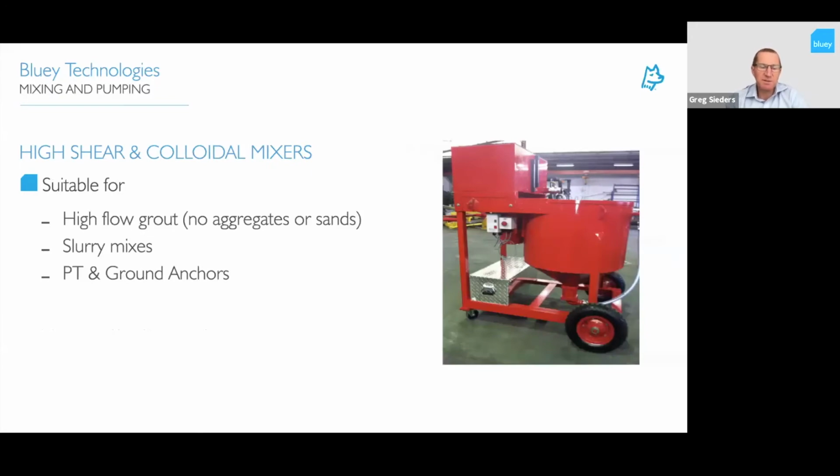So these are the types of grouts we've been talking about for these types of mixers. There's another mixer on the right-hand side there, which is a typical post-tension grout mixer. It's known as a Dipman pump. You've got a vane in the middle, creating a good shear capacity, and that's a mixer and pump in one.